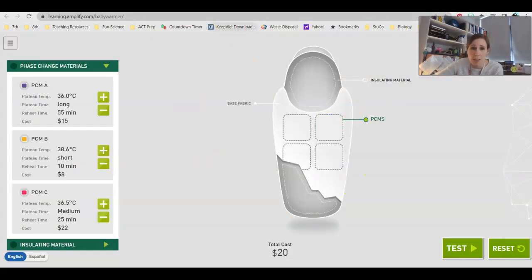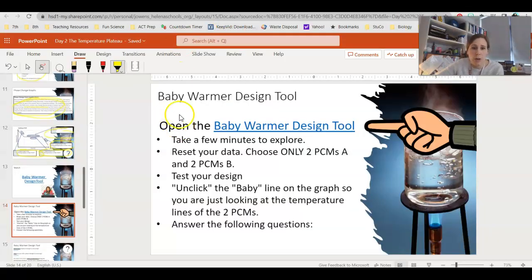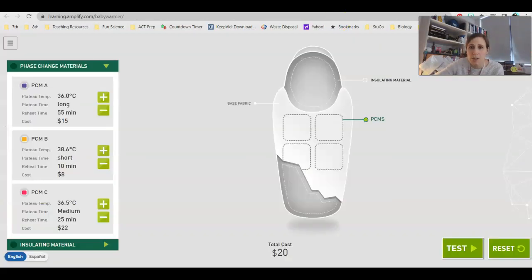This is your baby warmer sim. So you guys will go ahead and set up this example and see what happens and what you're looking at. So open the baby warmer design tool. Take a few minutes to explore if you'd like. Reset your data. Choose only 2 PCMAs and 2 PCMBs. So I'm going to go ahead and choose PCMA. I want 2, so I'm going to add 1, 2. And you guys can see how they fit in their little pockets. And then PCMB, 1, 2.